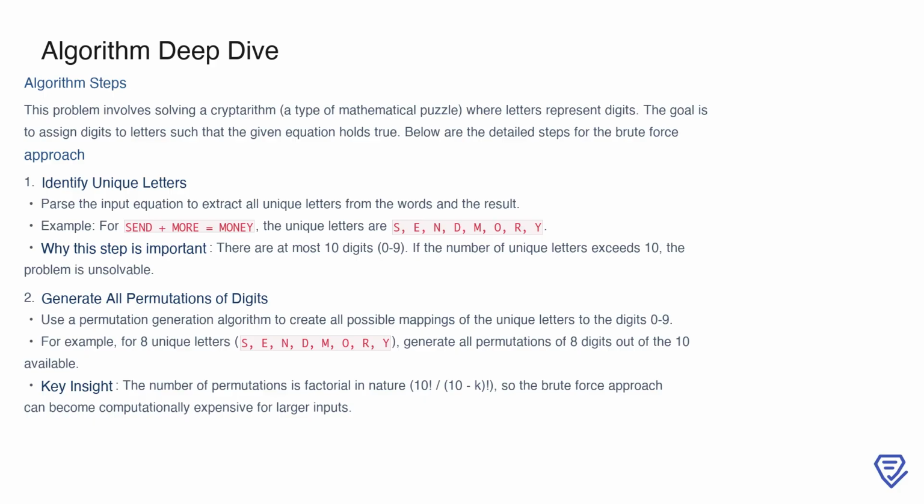Next, we generate all permutations of digits for these unique letters. Using a permutation generation algorithm, we create every possible way to assign digits to the letters. For instance, if there are 8 unique letters, we need all permutations of 8 digits from the pool of 0 through 9. Since the number of permutations grows factorially, this process can become computationally expensive as the number of unique letters increases. It's a simple but exhaustive way to explore all possible solutions.